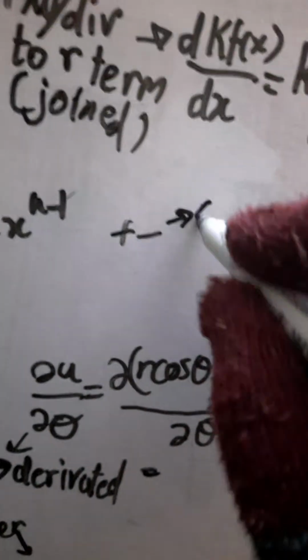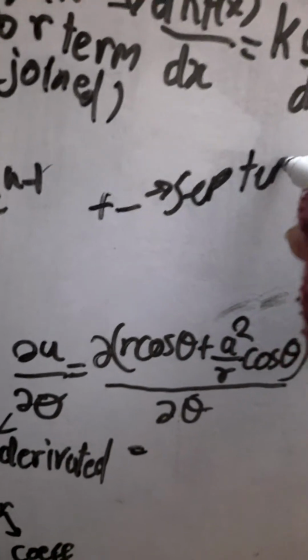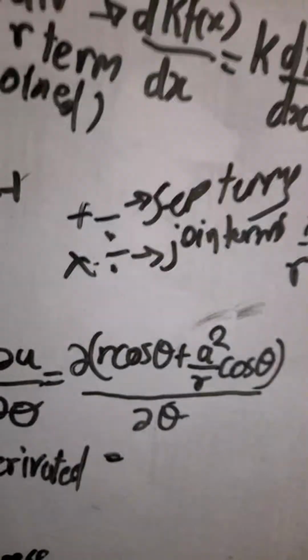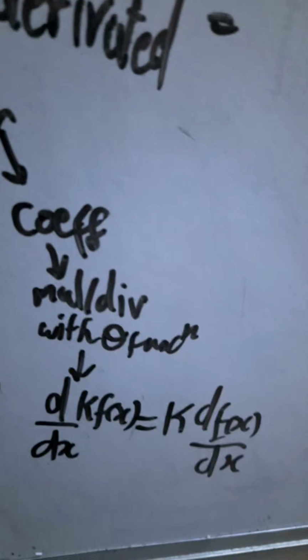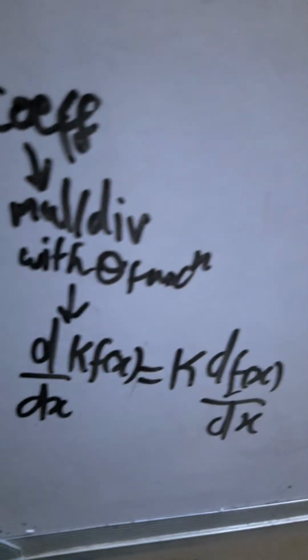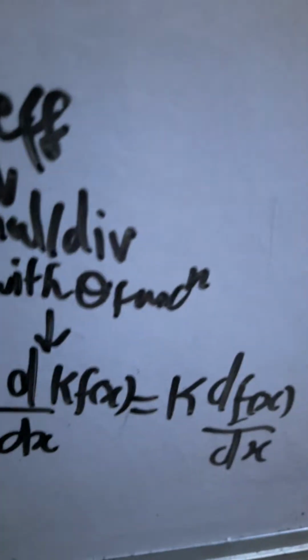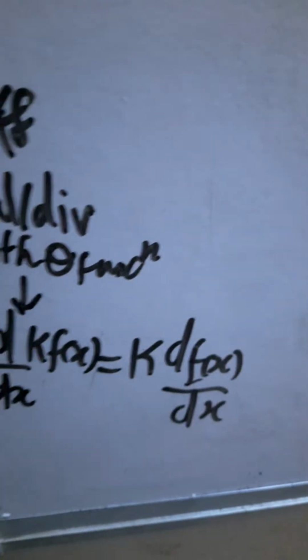Plus and minus separate terms; multiplication and division join terms. Okay, they are considered one term only. So you got that. So this is multiplied to cos theta, so it is in that term only, so this is a coefficient, not a constant. So for its derivative, we would take that coefficient out, take the derivative of our function, and directly multiply the result with the coefficient.